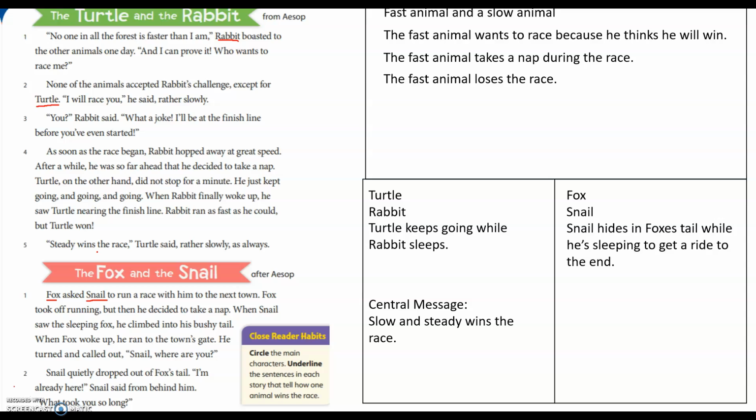In the end, I know that in the turtle and the rabbit, we learn a lesson. Slow and steady wins the race. So if you're going nice and slow, you'll do a better job. Your assignment today is to identify a lesson that can be learned from the fox and the snail and talk about how it's the same or different from the central message of the turtle and the rabbit.